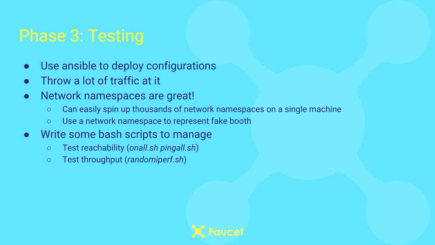And then I wrote a couple of random bash scripts to manage all my network namespaces because they're a bit hard to manage by hand. So I had this on-all script, and it just knew how to log into every network namespace and run a command. And you could have like a ping-all script that knew how to ping every network namespace. And so you just run that in the background to make sure you've got good connectivity, because they would report when they had a connection failure.